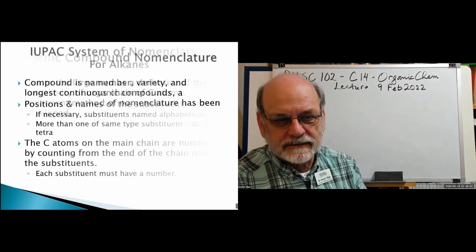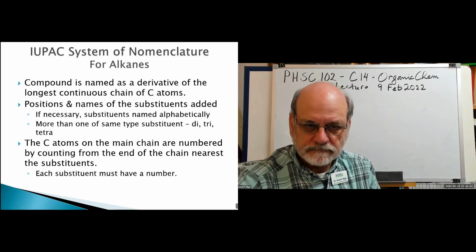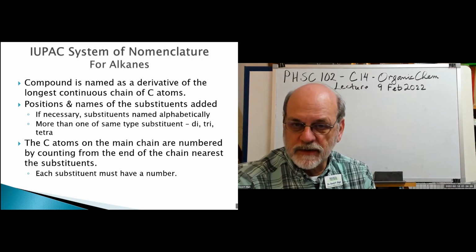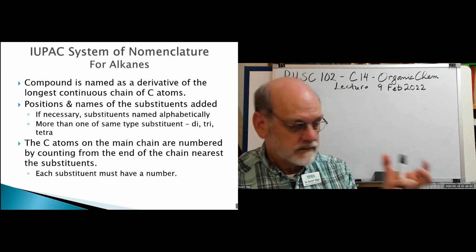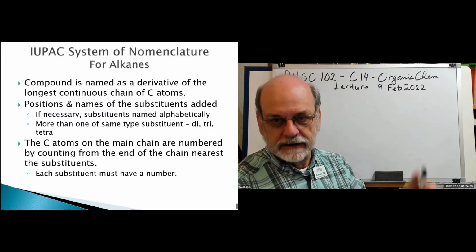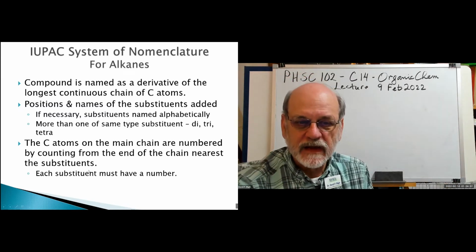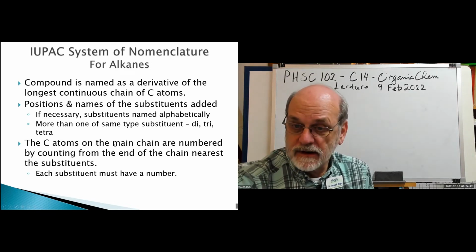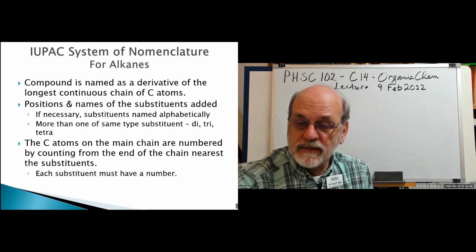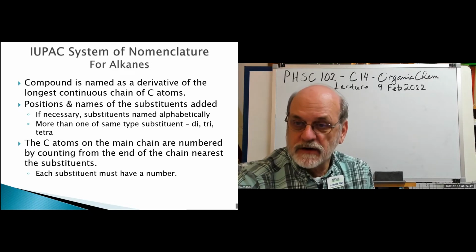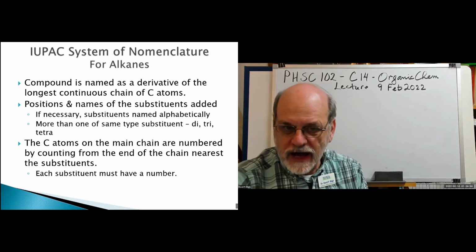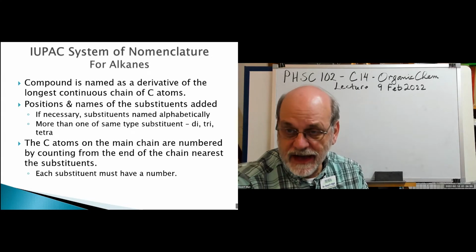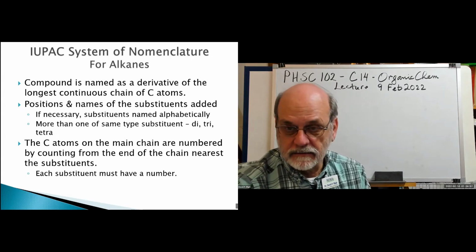Okay, so how do we name compounds? Like I said, you look for the longest straight chain of carbons. That's your base, the root for the name. And then you add the substituents, however many you have. And if they're all the same, you say how many of them you have. You have 2, you have di. 3 is tri. 4 is tetra, on up. Tetra, penta, hexa, hepta, octa, however many. But they have to be the same.